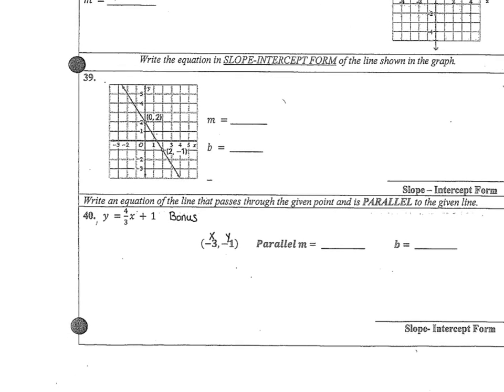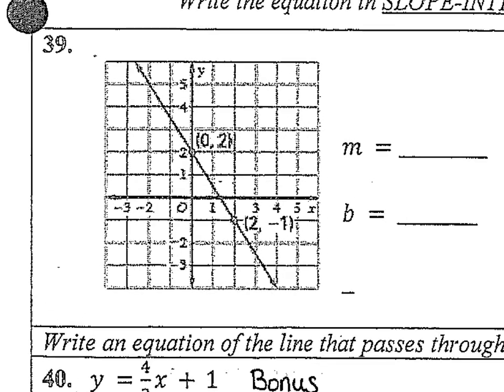Number 39. They gave you a picture of a graph. I'm going to zoom in here. They want you to write the equation. So they want you to write it in y equals mx plus b. So what's the slope? So here's a point, and here's a point. So you got to go down however many, then over how many. There's your m, and your b is where it crosses the y-axis.